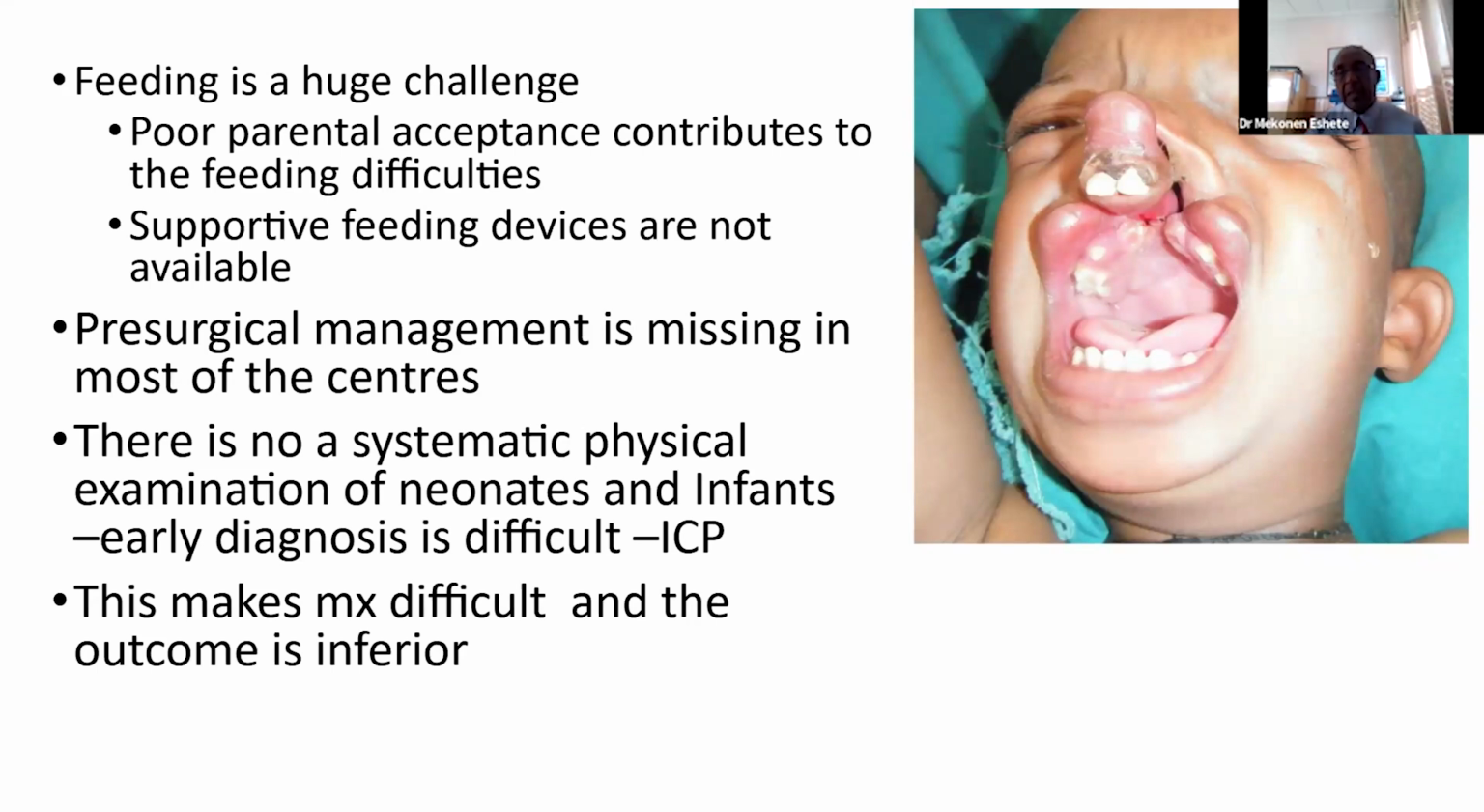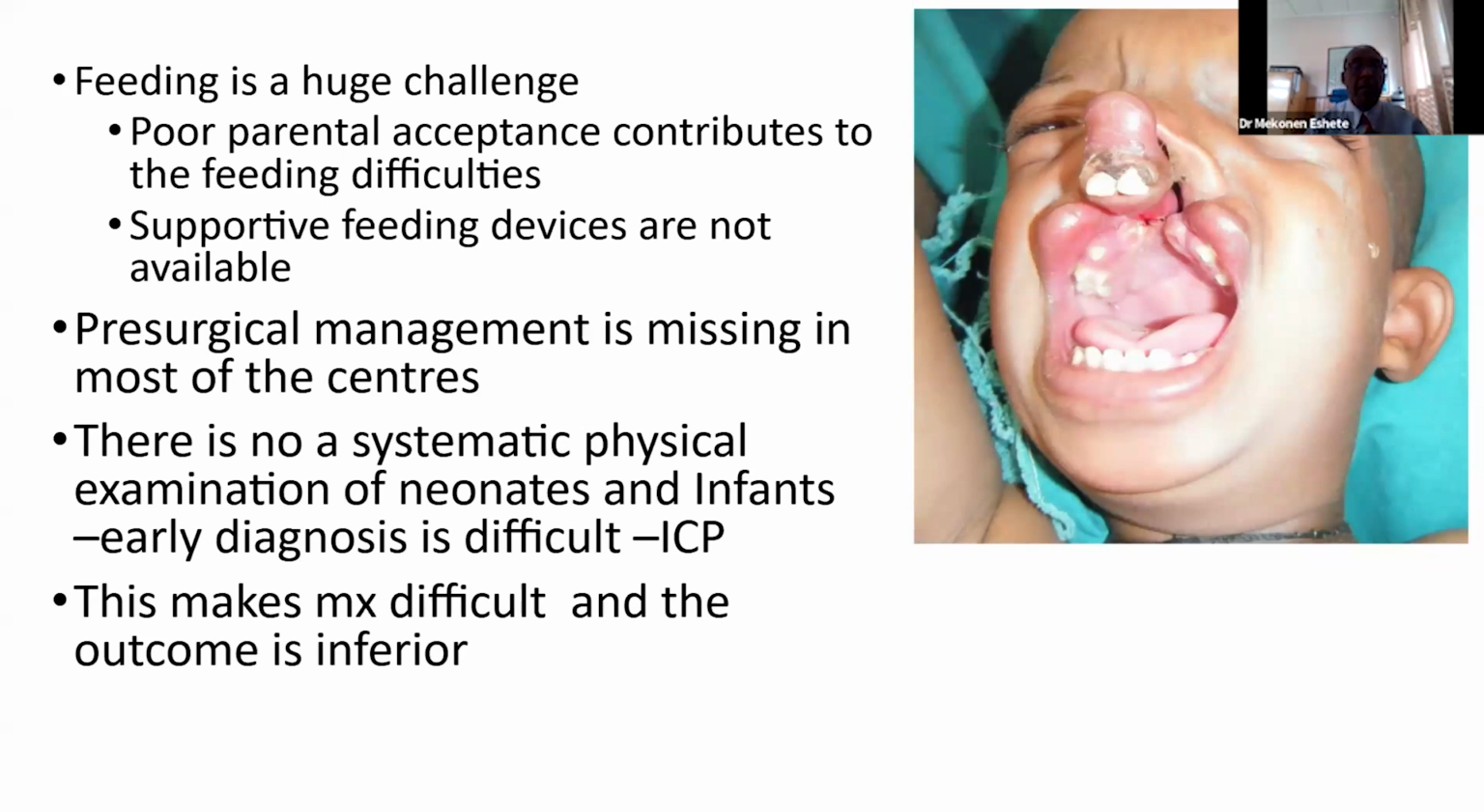Many anomalies are missed, like hypospadias and cleft foot. Isolated cleft palate is really commonly missed. Untimely diagnosis may make the management very difficult, and the outcome will be inferior.